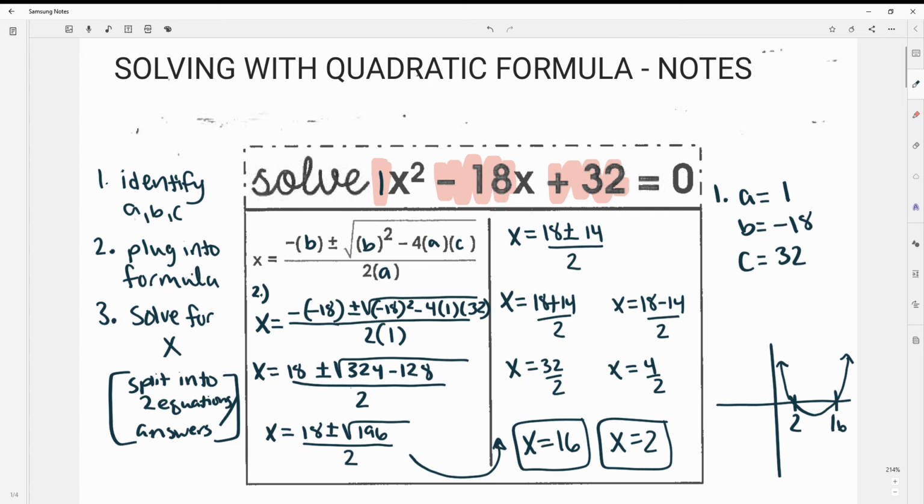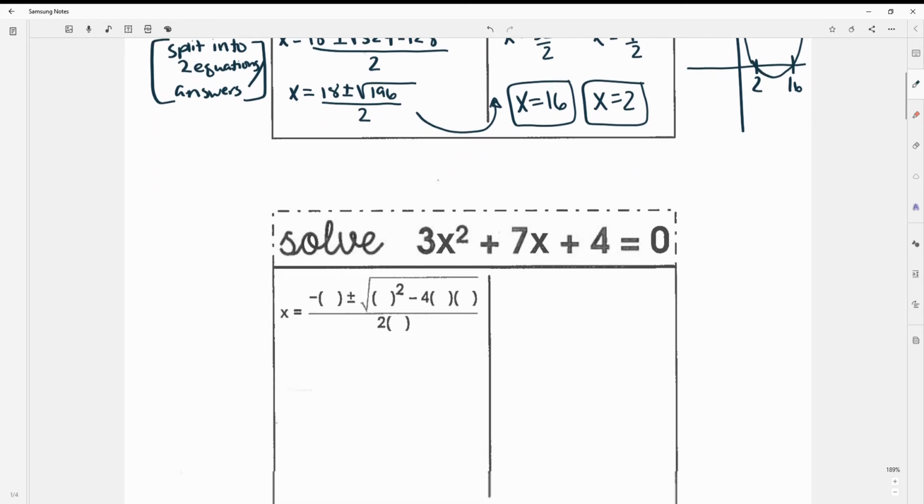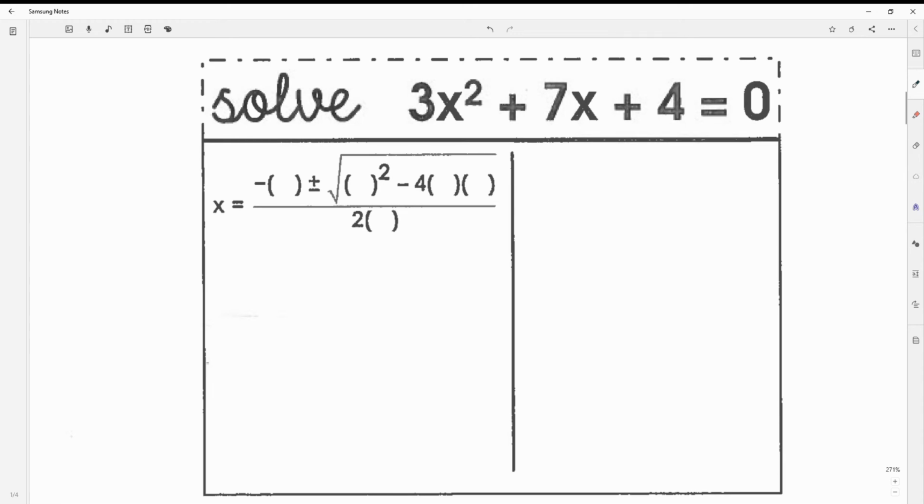Let's do another one. Same steps. These 3 steps I'm going to do over and over and over again. It's just now the numbers are different. I am going to write the equation down. The equation never changes. Never ever does it change. It always stays the same. That's the quadratic formula right there.